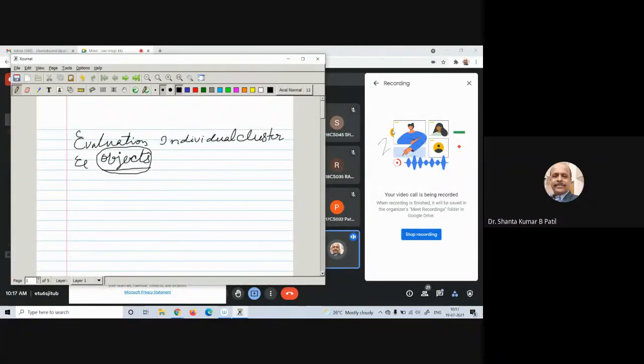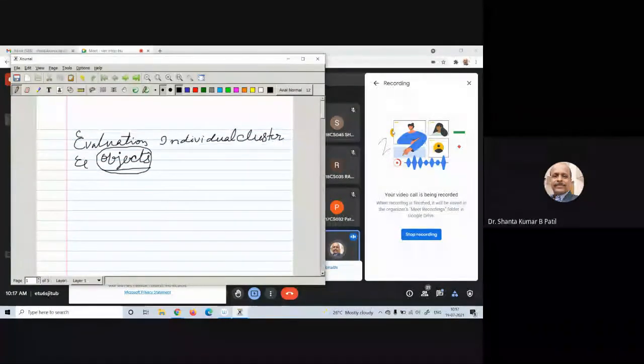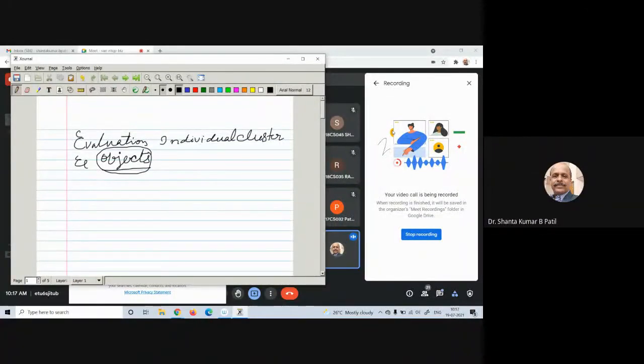Now we come to the objects of the cluster, that is, a point in the cluster. Objects that contribute more to the cohesion and separation are near the interior of the cluster. If it is contributing more to the cohesion and the separation, we take it as the interior of the cluster.